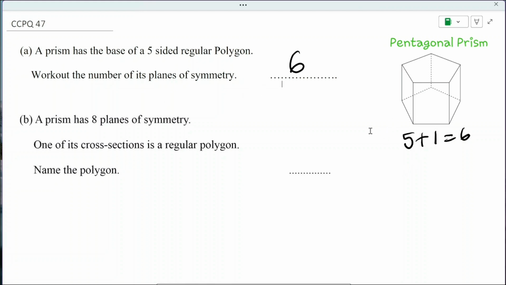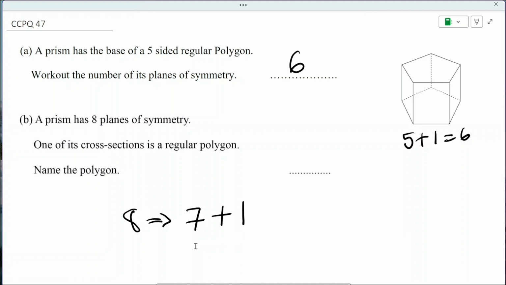If it were to be a pentagonal pyramid, it would have 5. But since it's a prism, it's 5 plus 1. That's 6. We go to question B. A prism has 8 planes of symmetry. One of its cross sections is a regular polygon. Name the polygon. I said in question A, the number of planes of symmetry of a prism with the base of a regular polygon is determined by the base of the regular polygon plus 1. So this 8 is actually 7 plus 1.